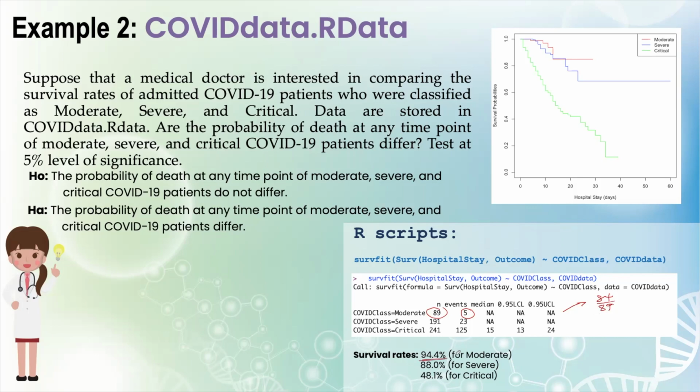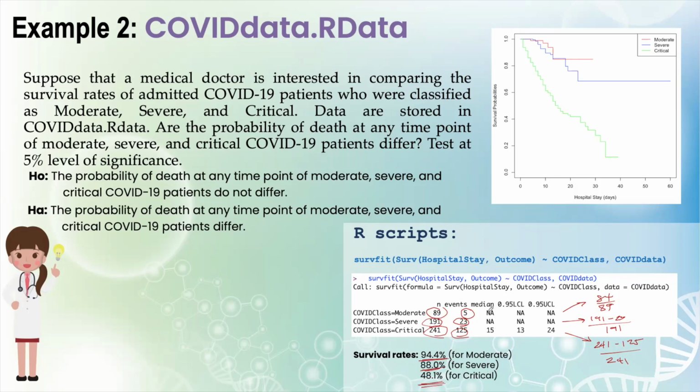So that is 94.44%. For the severe patients, we have 23 patients who died out of 191. So the survival is 191 minus 23, so that's the number of patients who survive over 191. So that is 88%. And for the critical patients, we have 125 patients who died out of 241. So the survival of critical COVID-19 patients here, we have 241 minus the 125 who died over 241. So that is 48.1%. So here we see that it seems really that those who are critical COVID-19 patients have less survival as compared to the other two, but we don't know.